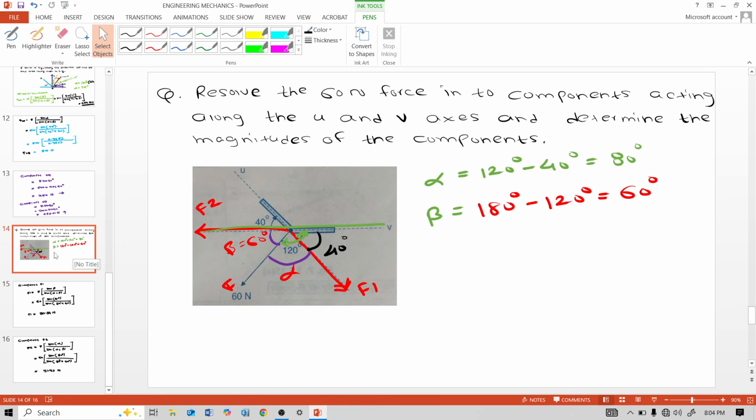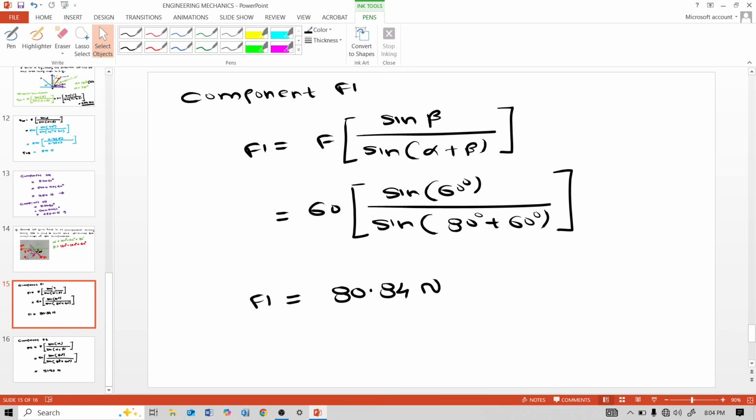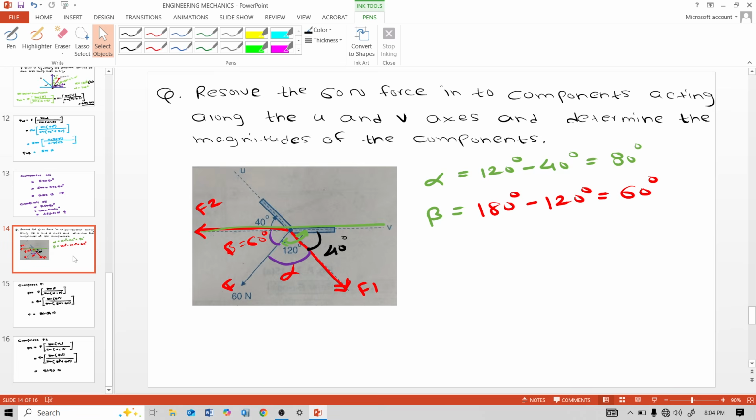Initially our objective was to calculate the components of the force F along the u and v axis. So we considered the F1 and F2 oblique components, we calculated the angles alpha and beta, the angles between those components and the force F, and with the help of formulas we solved this numerical.